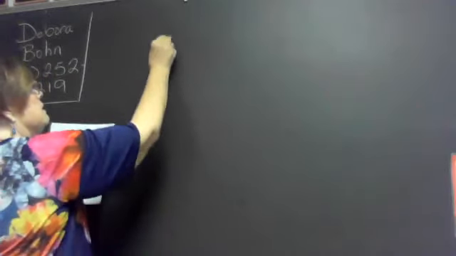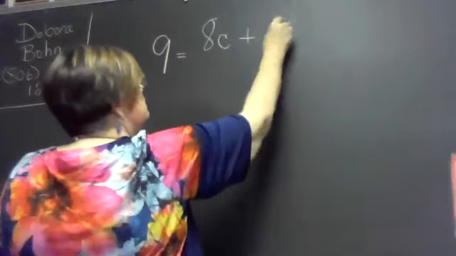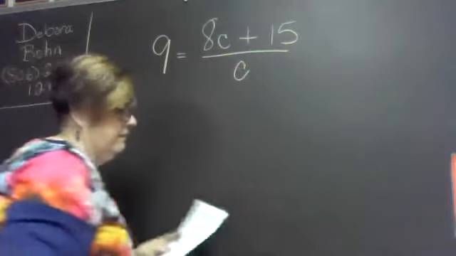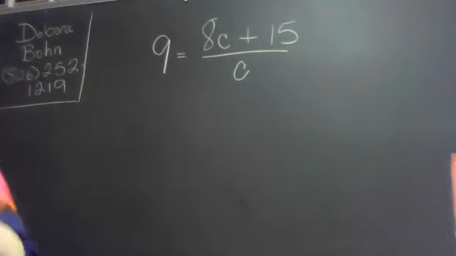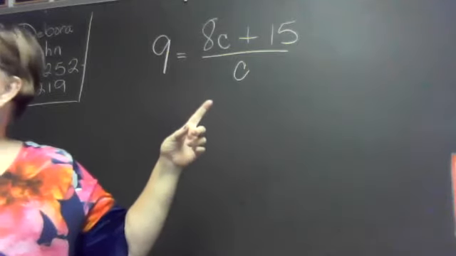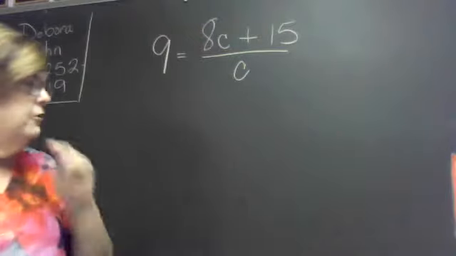Okay, here's the first one. This came off of our two-step equations worksheet. It says 9 equals (8c plus 15) divided by c. Now in this case, it may look a little bit confusing because when we did have a divide problem, it usually had a number on the bottom. Well, we treat it the same way.